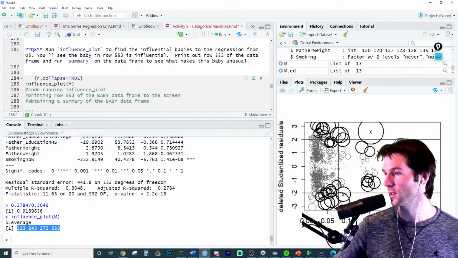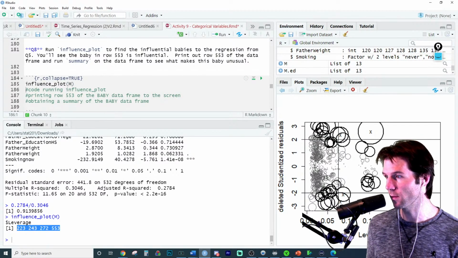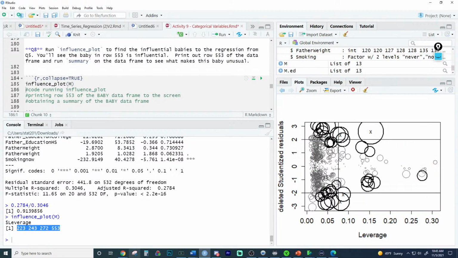Now, the size of the circle right here is the size of the influence. You'll see right here that these babies are very unusual in their characteristics. The more leverage you have, the more extreme you are in your values of X's. And the larger the deleted studentized residual, the further you are away from the model.